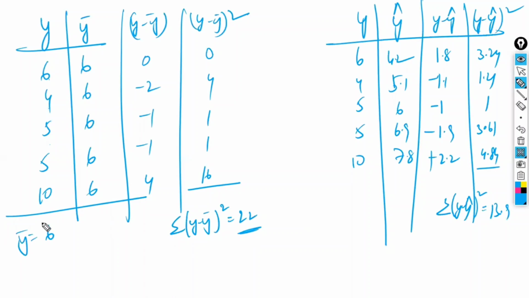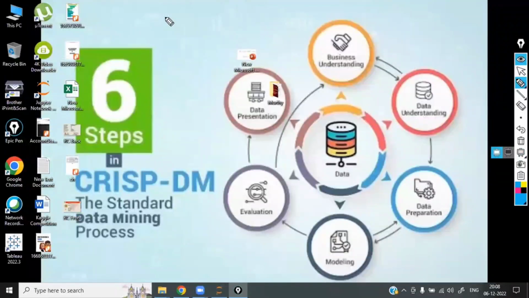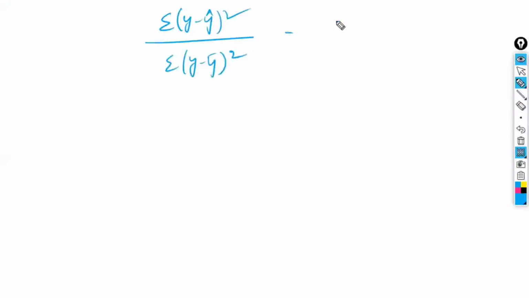For the same y values, the y values were not changed, but the predicted values here are this one and this is the other one. So when compared to your mean, your regression is doing better. How much better is it doing? How much percentage of betterness? That is the sigma of y minus y hat whole square divided by the sigma of y minus y bar whole square. That is 13.9 divided by 22.